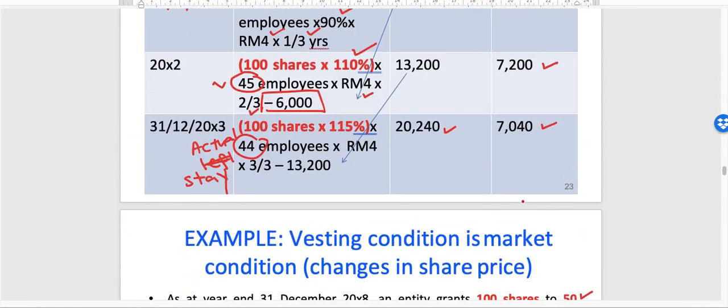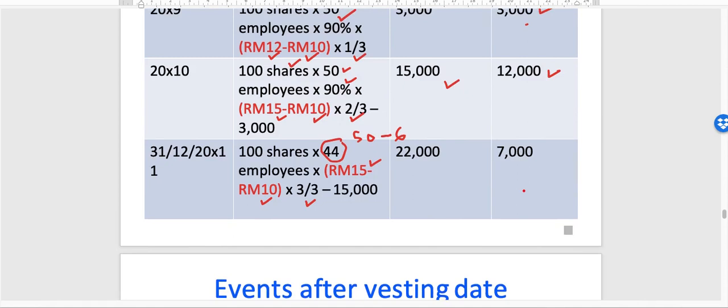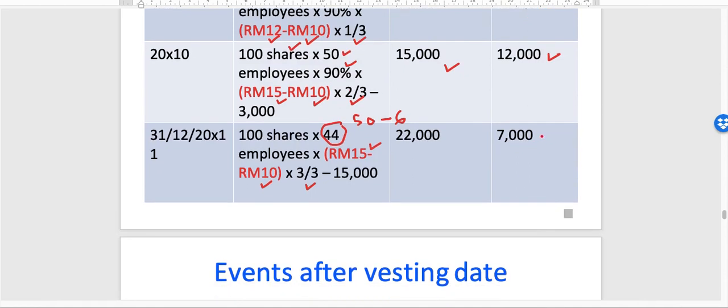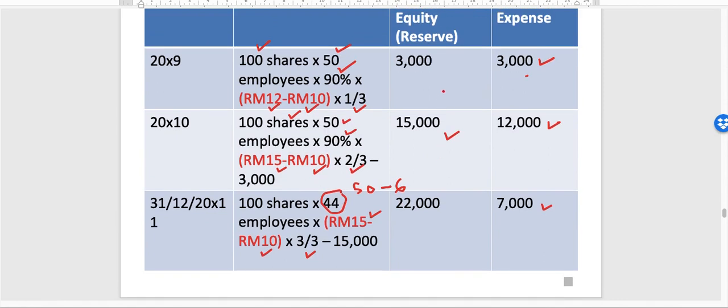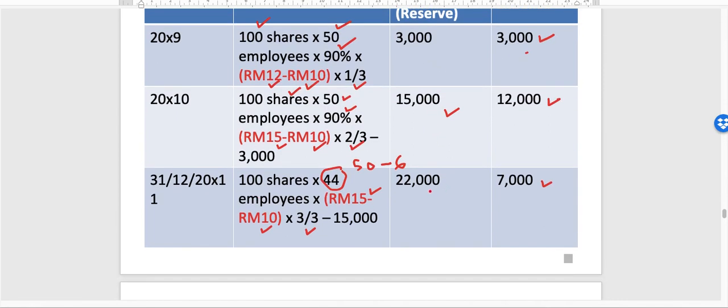Okay, so you get 7,040. Okay, this one is 7,000, yeah. Alright, so in the end, meaning that your equity accumulated up to the end of the vesting period, the equity is now 22,000.